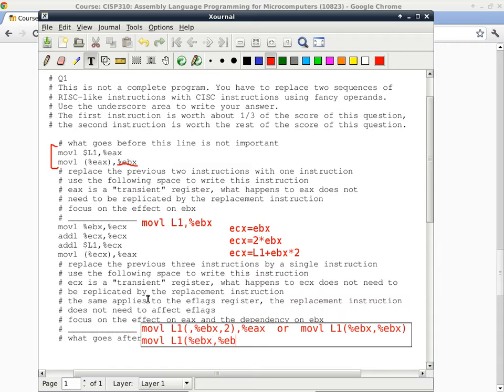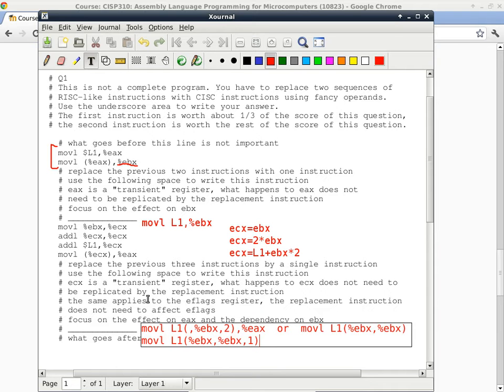You can have EBX, EBX, 1, because if you don't specify the 1 here, the scale of 1 is implied. It's the default scale. So if you specify the scale as 1, hey, no harm is done. It works the same way. So all 3 variants are accepted as perfect answers.